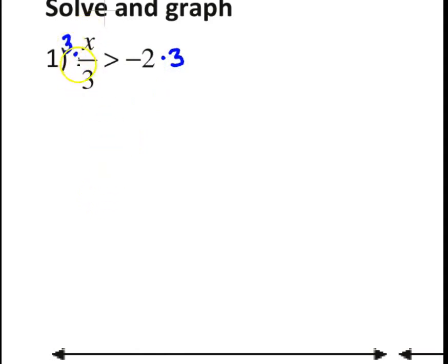So in order to cancel something out with a fraction, if it's on the bottom, you just need to multiply on top. So those will cancel out, equal 1. And we'll have -2 times 3 is -6.